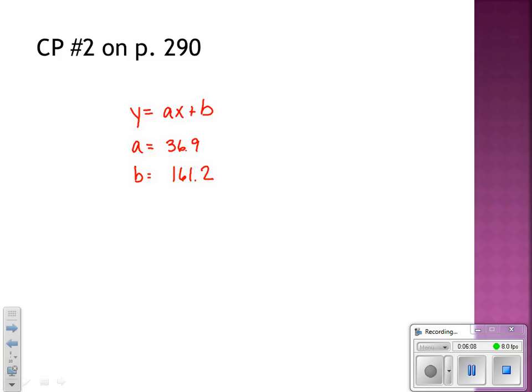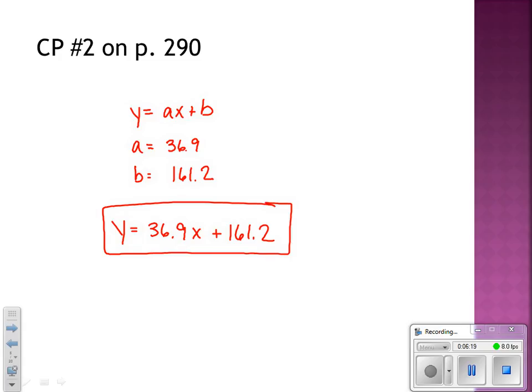So our equation, our linear model itself, is going to be 36.9x plus 161.2. Again, if you don't have a graphing calculator at home, make sure that we go through this together on mine in the classroom.